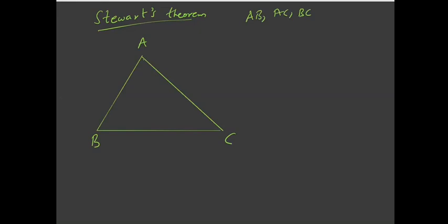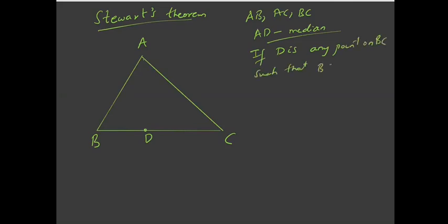Now, if you want to find out the length of AD where AD is the median, then you can directly use the Apollonius theorem. Let us say D is any point on BC. Fine. D is any point on BC. If D is any point on BC such that the length of BD is say M and the length of DC is say N. Okay, this is the thing. And now you want to find out the length of AD.